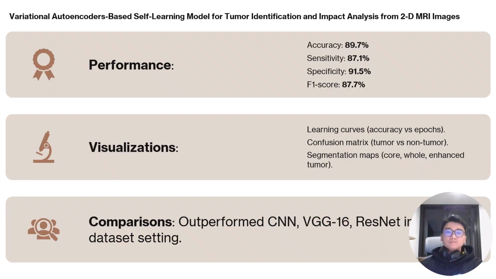In the experimental results part of this paper, it shows nearly 90% accuracy with strong sensitivity and specificity. The authors also displayed the graphs of the learning curves, a confusion matrix, and a segmentation map showing tumor progression. They also compared the model with CNN, VGG, and ResNet, showing the self-learning model performs better for small datasets. This even strengthened their case more.